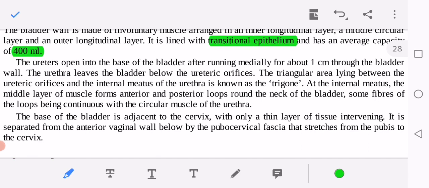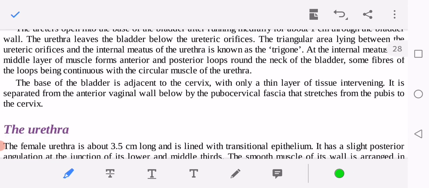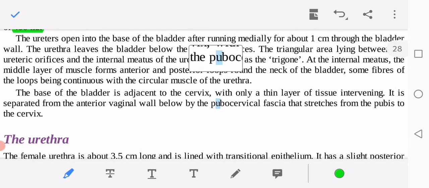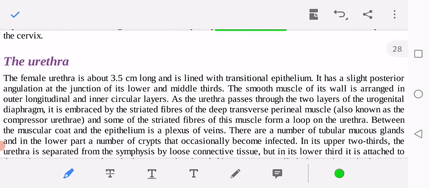around the neck of the bladder, and some fibers of the loops are continuous with the circular muscles of the urethra. The base of the bladder is adjacent to the cervix with only a thin layer of tissue intervening, and it is separated from the anterior vaginal wall below by the pubocervical fascia that stretches from the pubis to the cervix. This pubocervical fascia is very important because its defect causes cystocele. Okay, next is the urethra. So the pubocervical fascia, I think it should be highlighted.